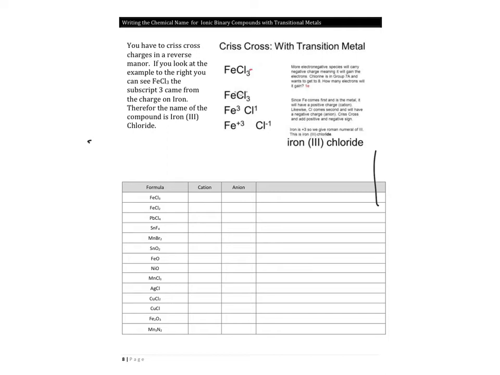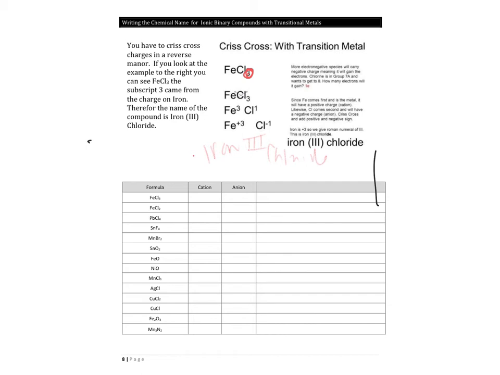One way that we can do it, we can take the 3 and we can turn that into our Roman numerals. So I can take my 3 and I can put that right over here, next to iron, and make that my Roman numerals. So I can write it iron 3 chloride. And chloride is just like when we did before, that anion is always -ide in a binary compound.